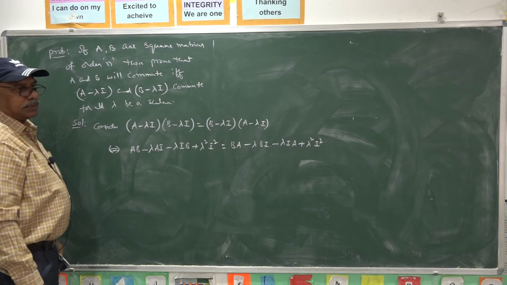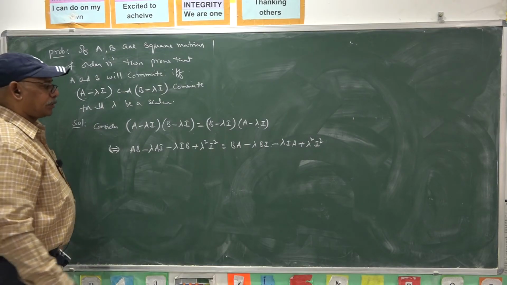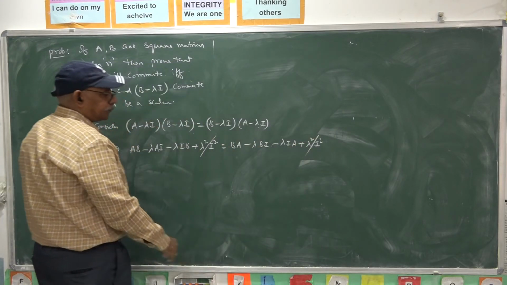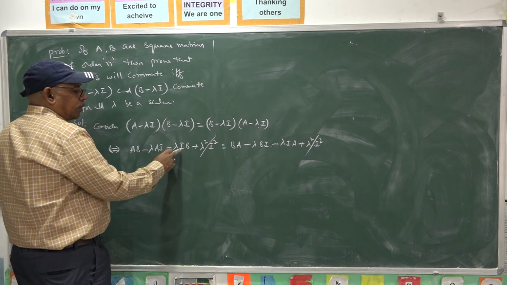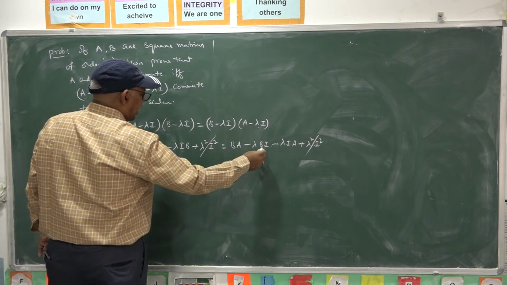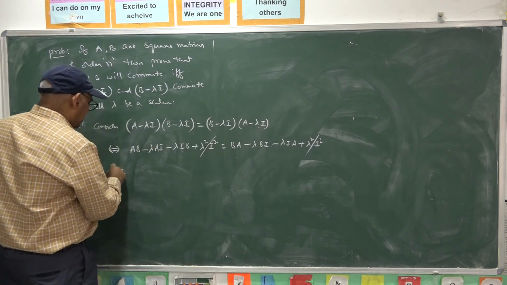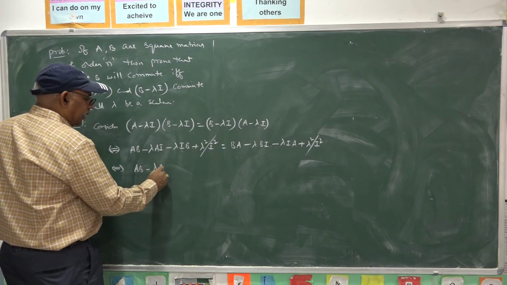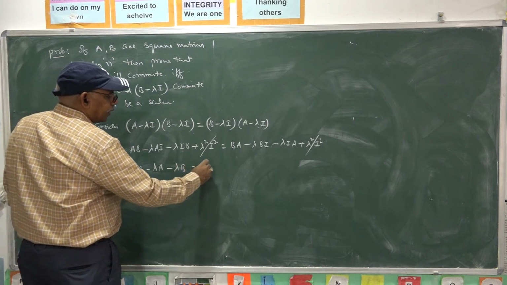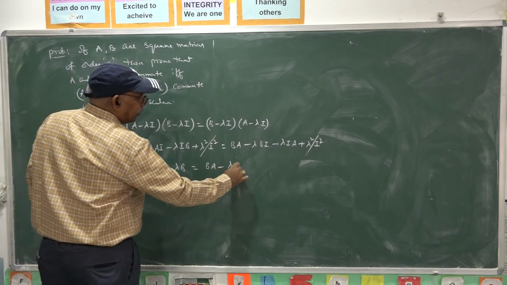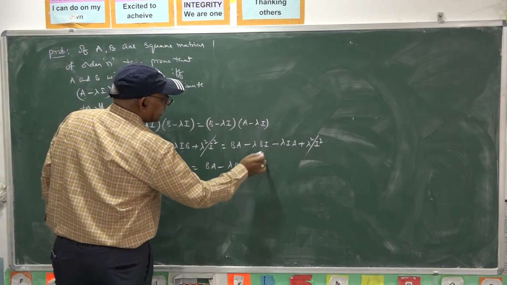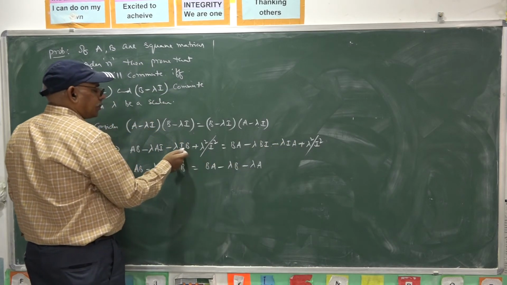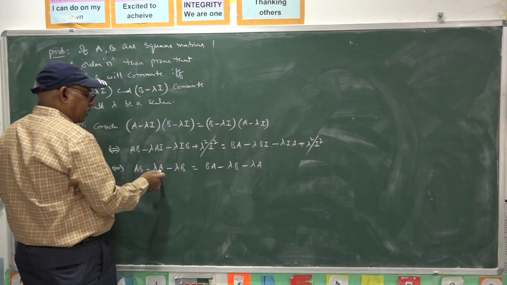Now you can cancel the like terms on both sides. Lambda square I square is the same as lambda square I square. Minus lambda IB minus lambda IB. IB is BI. So you can write like this: minus lambda A minus lambda B equal to BA minus lambda B minus lambda A, because IA equal to A, BI equal to B. Similarly, IB equal to B, AI equal to A.